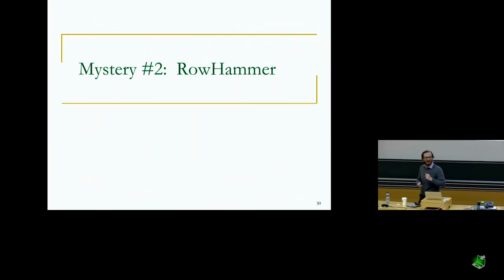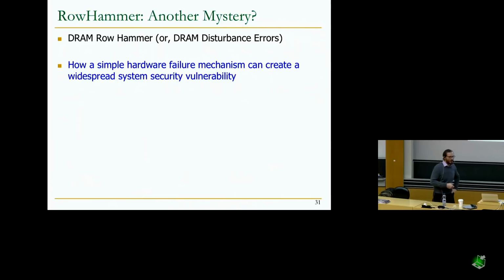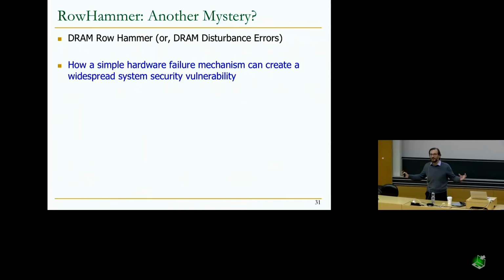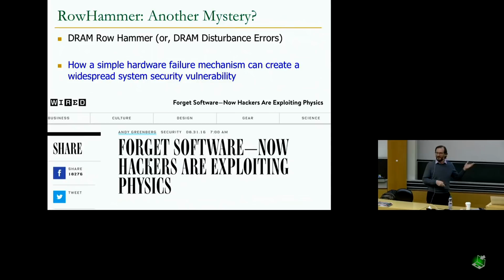Okay, so Rowhammer, is this another mystery? That's my question here. This is what I call DRAM disturbance errors, but basically, this is a story of how a simple hardware failure mechanism can create a system-wide security vulnerability. And this is the story of people writing things like this as early as 2016. But this was discovered much earlier, actually. Basically, they say, forget software. Now hackers are exploiting physics.